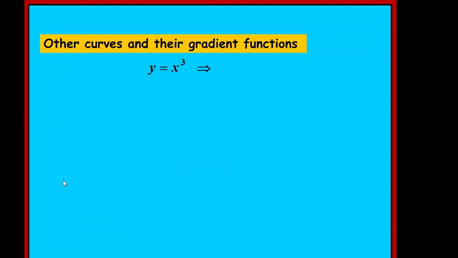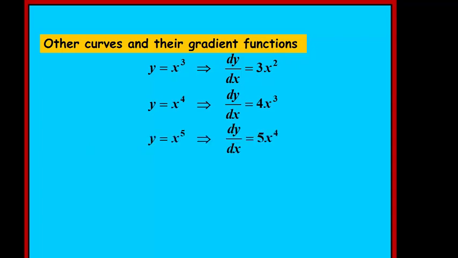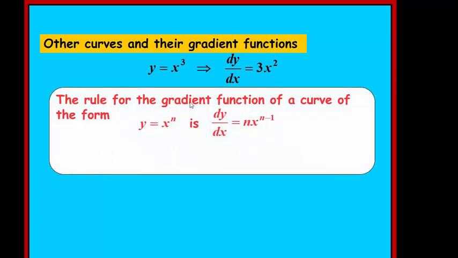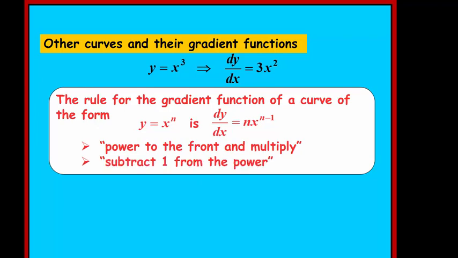So what about if we had y equals x cubed? We'd get a gradient function of 3x squared. For y equals x to the 4, the gradient function we get is 4x cubed. Maybe by now you've spotted a pattern. The basic rule for the gradient function of the form y equals x to the power of n is that dy by dx equals nx to the power of n minus 1. Power to the front and multiply. Subtract 1 from the power.